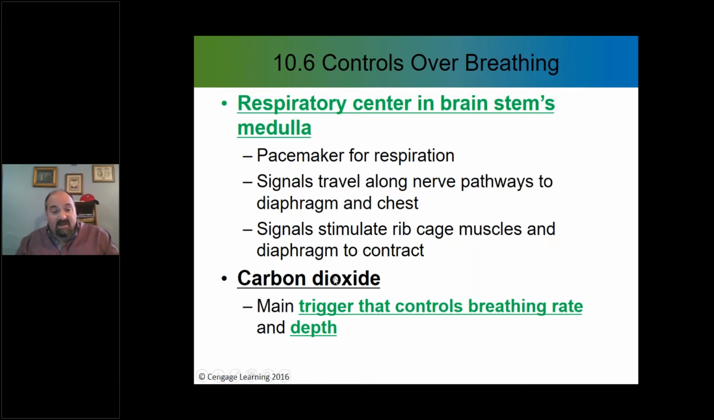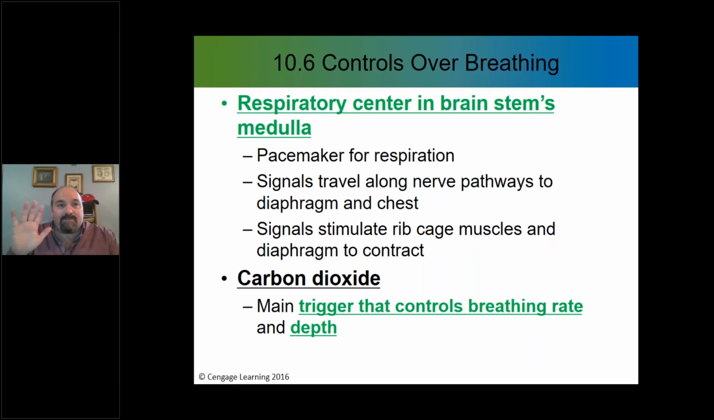CO2, carbon dioxide, see how it says it's the main trigger that controls breathing rate and depth, meaning that it's not your high levels of oxygen or low levels of oxygen that trigger you to breathe. Okay, so to give an example: I'm in the water and I dive into the water and I want to hold my breath, right?